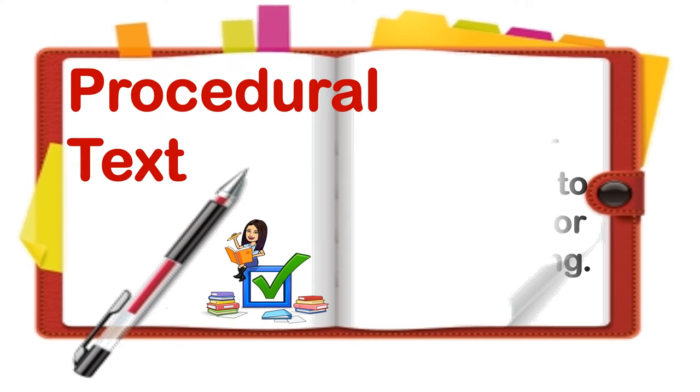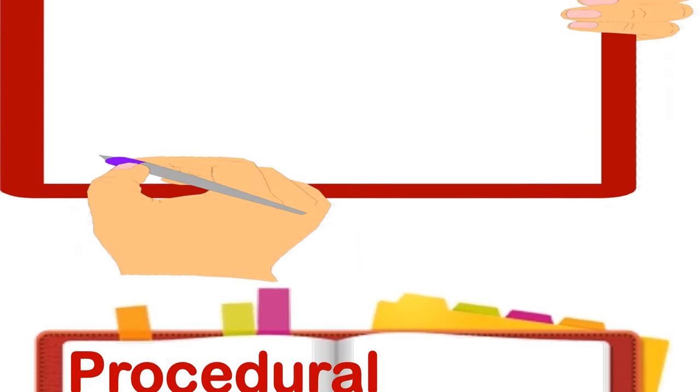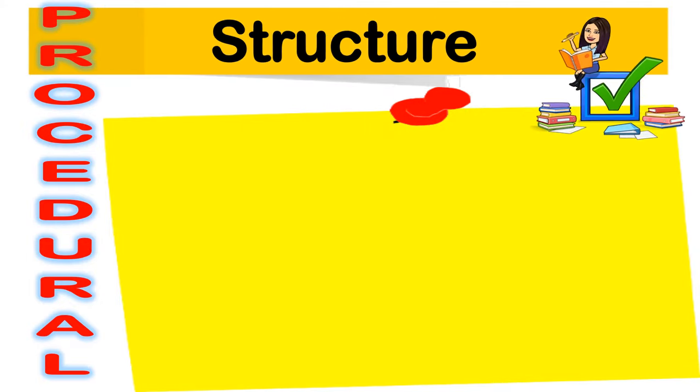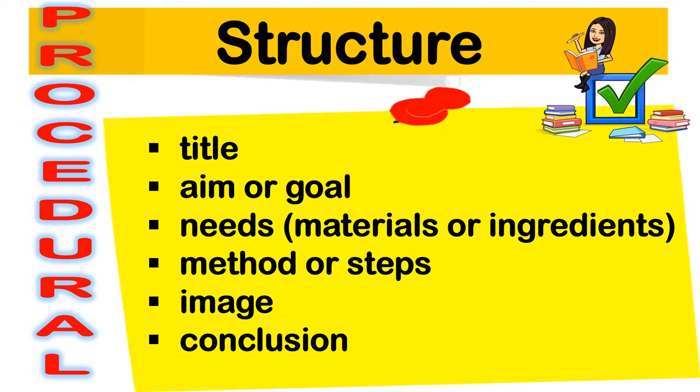Procedural text informs your audience how to do something or make something. Let's classify the structure, purpose, and language feature of procedural text. Structure. Title, aim or goal, needs like materials or ingredients, method or steps, image, conclusion.